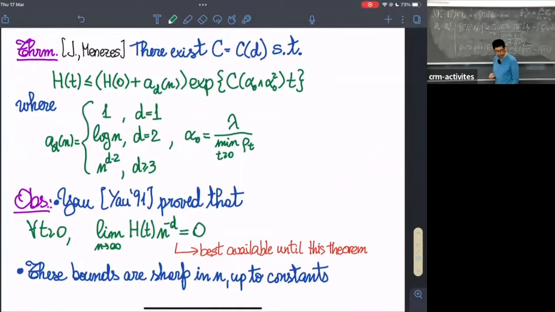So now we're proving the following theorem. Okay, so what I just presented to you is the complete proof of this theorem here. What this theorem says is that there exists a constant C that only depends on the dimension, such that the entropy is smaller or equal than the initial entropy, so you solve the differential equation for the entropy, plus A_d(n), where A_d(n) is n to the d divided by l to the d. You have to have that constant when you solve it, and then you have an exponential factor. So this is something that grows exponentially with t, but it does not depend on n.